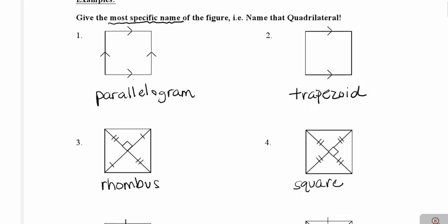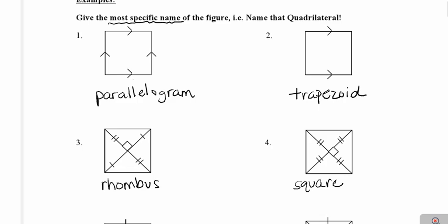Okay, so let's go over these answers. The first one would be considered a parallelogram because it has both pairs of opposite sides that are parallel, and that's one of the ways to prove a parallelogram. Number 2, the only thing we know is that it has one pair of opposite sides that's parallel, so the most descriptive name would just be a regular trapezoid.